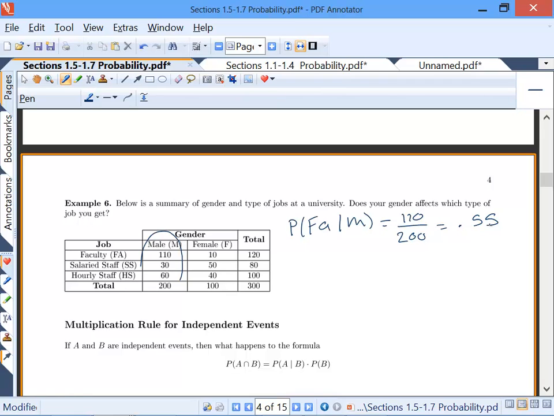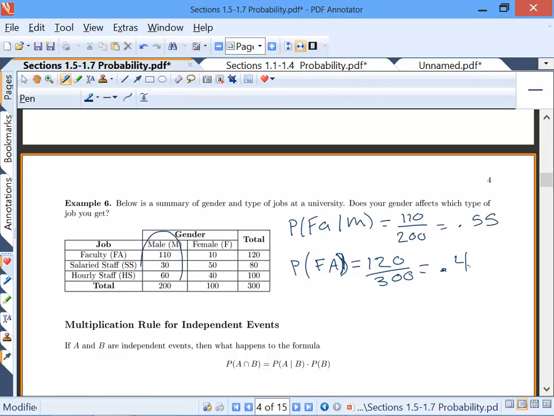Now mathematically we defined it as we need to compare this to which probability? The probability of being faculty. Okay. So you compare the probability of faculty and the probability of faculty given male to see whether or not you know they're male changes the probability of being faculty. Okay, so what's the total number of faculty at this university? 120 out of my total people at the university, 300. So 0.4. Okay. So the overall probability of being faculty is 40%.